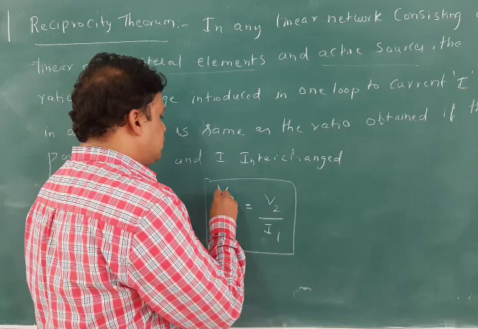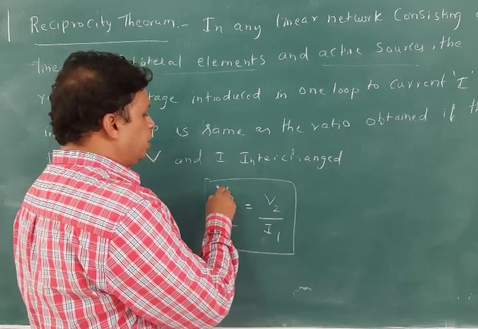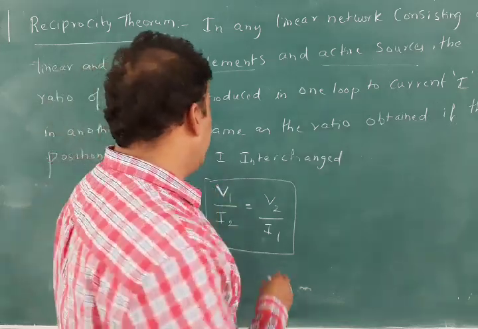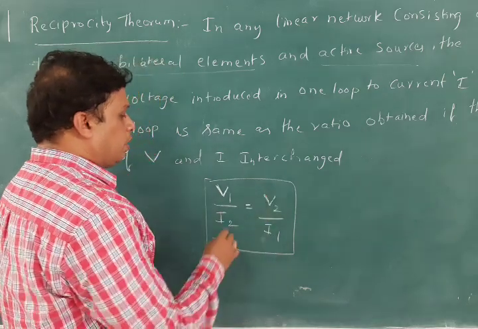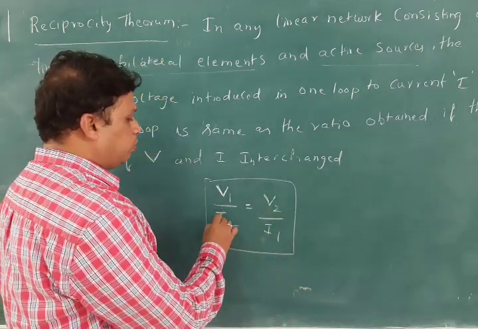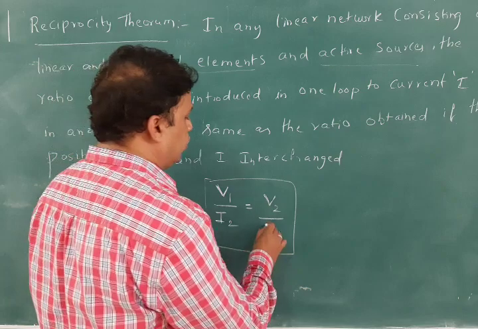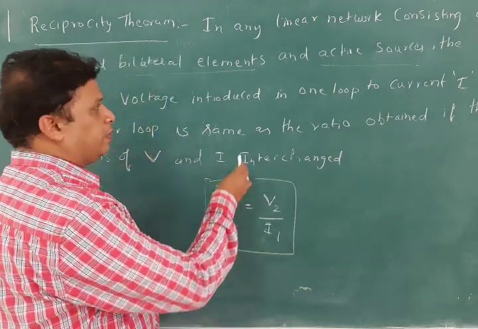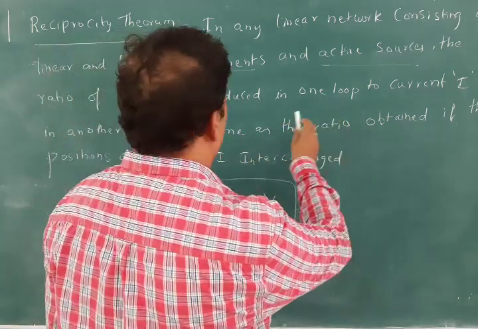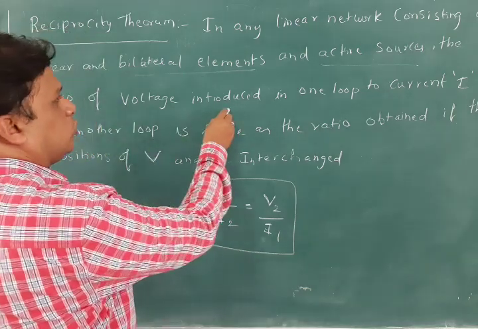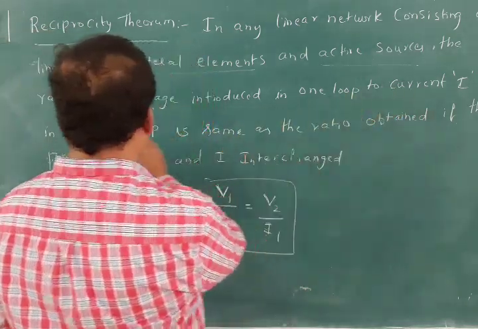So what is V1 here? V1 is the voltage of loop 1 and V2 is the voltage of loop 2, I2 is the current of loop 2 and I1 is the current of loop 1. If you see the ratio here, we are talking about the ratio of voltage introduced in one loop to the current in another loop.